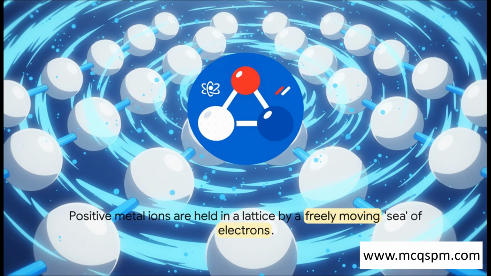This picture is the key to everything. Imagine you've got this fixed grid of positively charged metal ions, all locked in place. Now, picture their outermost electrons just letting go. They're not tied to any single atom anymore. Instead, they form this amazing, free-flowing sea of electrons that just moves all around the structure. And that free movement, that's the superhighway that lets electricity zip right through a piece of metal.